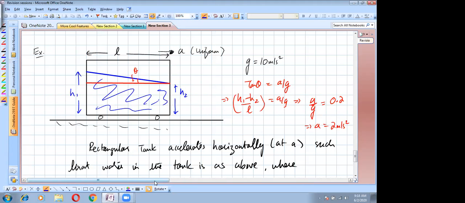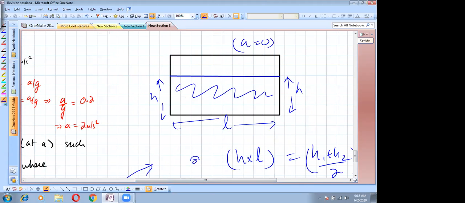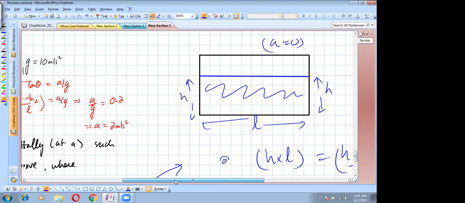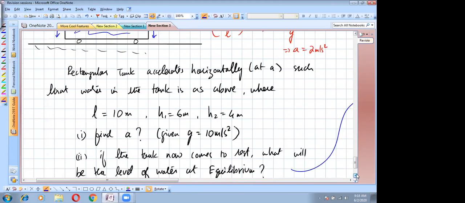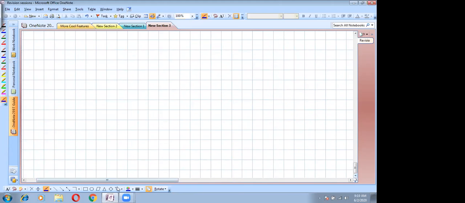Alright, so this is about accelerated tanks. Okay, next we look at Archimedes' principle and the concept of buoyancy.